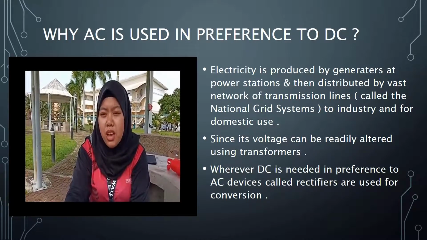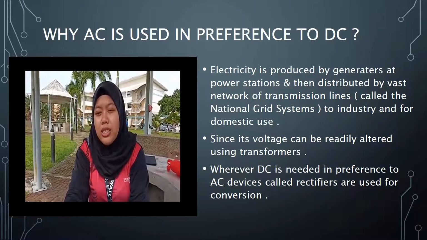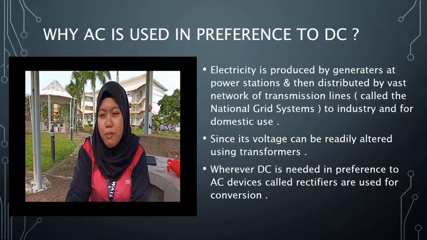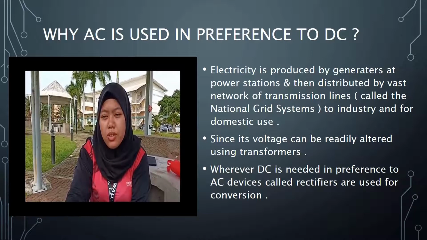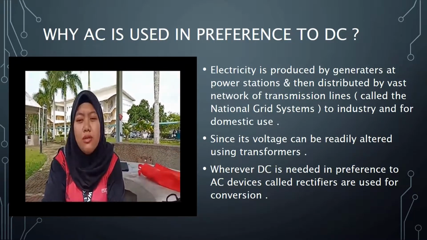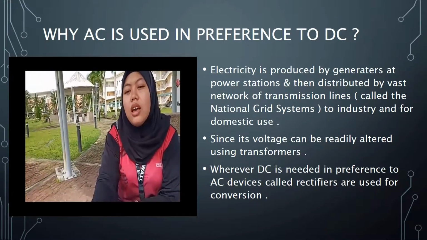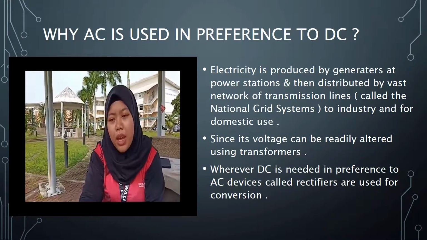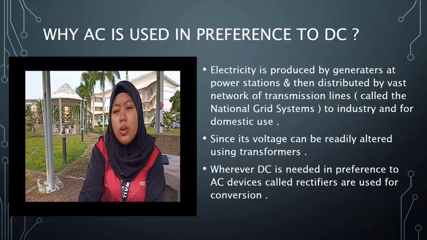Electricity is produced by generators at power stations and then distributed by a vast network of transmission lines called the national grid system to industry and for domestic use. AC is used since its voltage can be readily altered using transformers. Wherever DC is needed in preference to AC, devices called rectifiers are used for conversion.